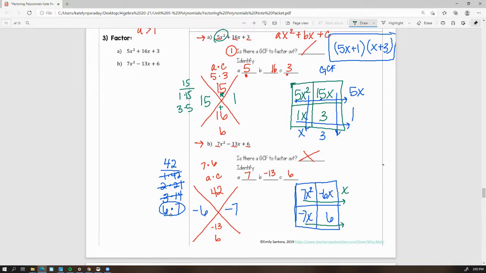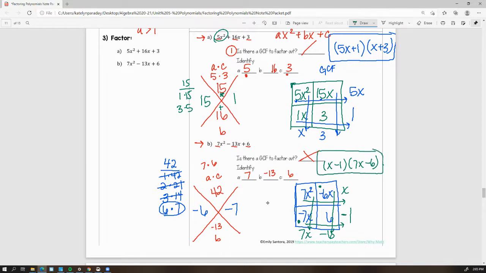Negative 7 and 6 can't take anything out, but I can take out a negative because this first box is negative. I'm going to put a 1 just for my placeholder, right? I can divide both 7 and 6 by 1. And when I go down this way, they both have a 7 and they both have an x. I don't take out a negative because this first box is not negative. Okay, but on this other one, because this first part is negative, I take out a negative and they both have a 6. So my answer is x minus 1 times 7x minus 6.